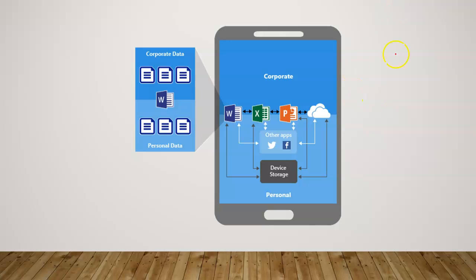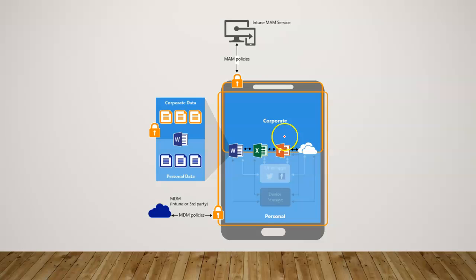If you take a simple example here, you have the corporate data. Here you also have the personal data within the same phone or the same device. So what happens is, if a user wants to share, maybe from Facebook, or by using OneDrive, or by using Twitter, they can copy and paste this data here, and send it to the external world. That's how it's going to happen if you don't have Intune, or if you are not configuring app protection.